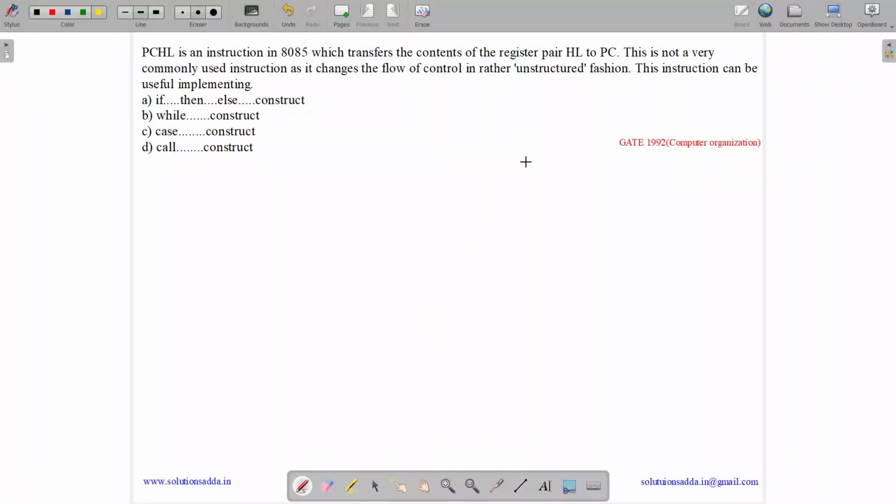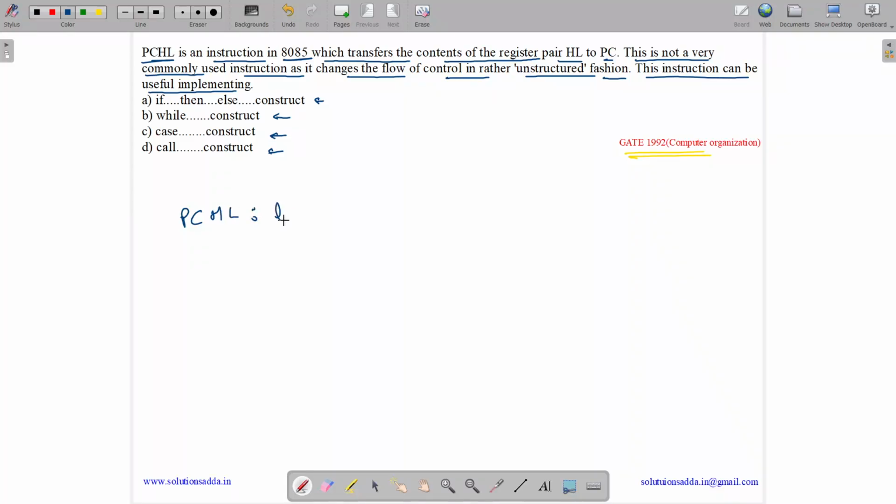This question belongs to the computer organization subject and was asked in GATE CSE 1992. So the question states, PCHL is an instruction in 8085 which transfers the content of register pair HL to PC. This is not a very commonly used instruction as it changes the flow of control in a rather unstructured fashion. This instruction can be useful in implementing if-else-then construct, while construct, case construct, or call construct. So let us see what this PCHL instruction is.